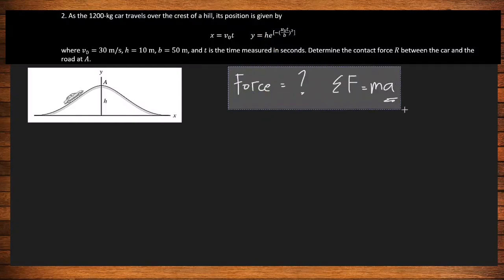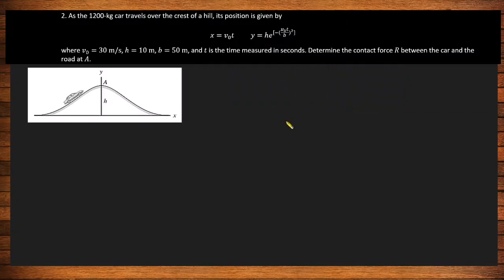So again, analyzing the motion of our car here. So first, along the x direction, we are given the position of our car at any time t, so that is equal to v sub o times t.